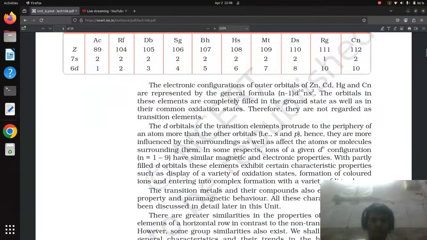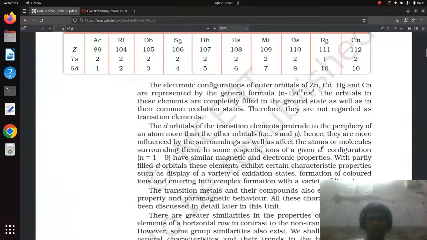The d orbitals of the transition elements protrude to the periphery of an atom more than the other orbitals, that is, s and p. Hence, they are more influenced by the surroundings as well as affect the atoms or molecules surrounding them. In some respects, ions of a given d^n configuration (n = 1 to 9) have similar magnetic and electronic properties with partially filled d orbitals.